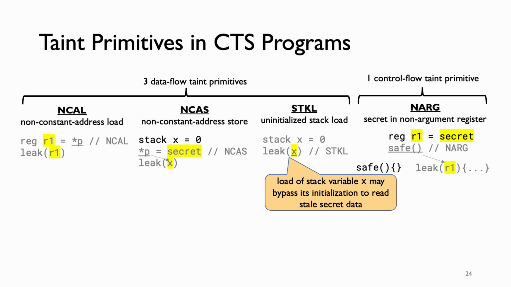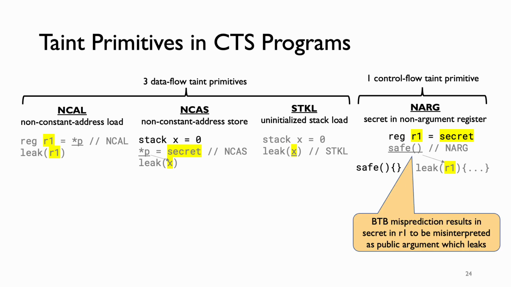Third, we have uninitialized stack loads, or stack-L, which may bypass an initialization store to read secret data from a stale stack frame. And finally, we have secret in non-argument register, or NARG. This is a call or return that can be mispredicted to the wrong target expecting a public argument in a caller secret register.